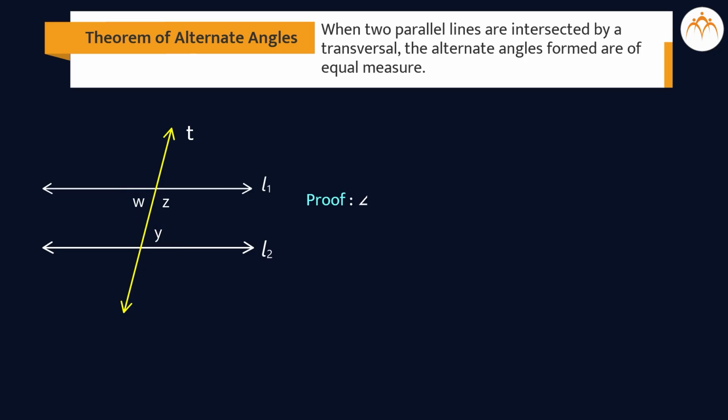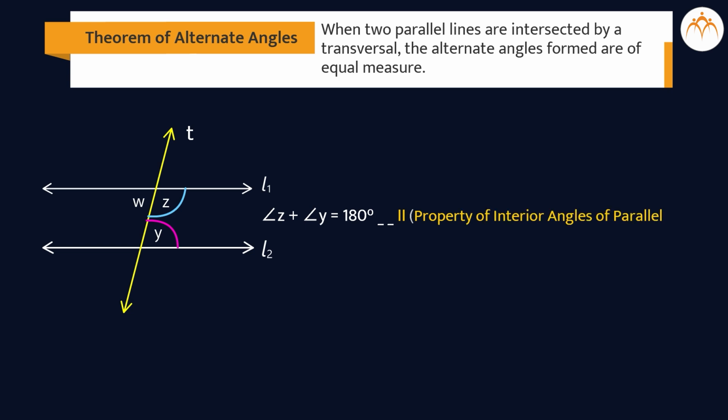Proof: angle W plus angle Z is equal to 180 degrees, equation 1, because it is a linear pair of angles. Angle Z plus angle Y is equal to 180 degrees, equation 2, according to the property of interior angles of parallel lines.